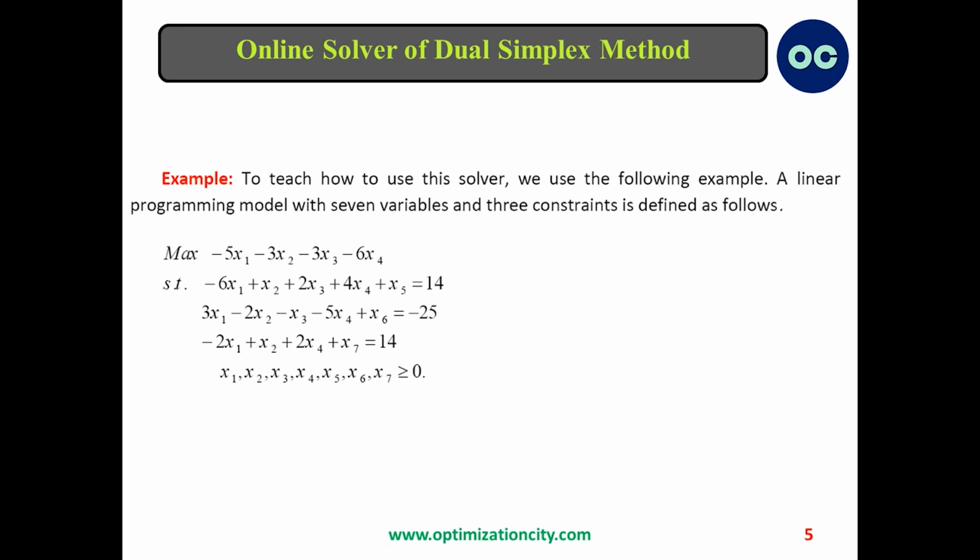Okay, let's solve an example. Consider the following model. We are going to maximize the objective function here with 3 constraints and 7 variables. Each constraint has one basic variable. In the first constraint, x5, in the second constraint, x6, and in the last constraint, x7.